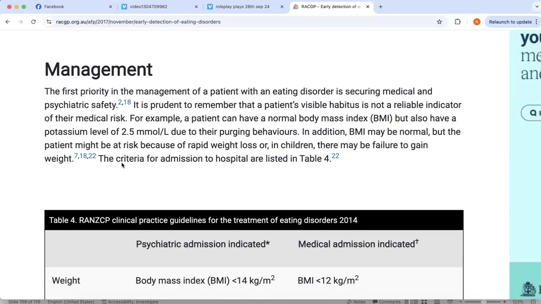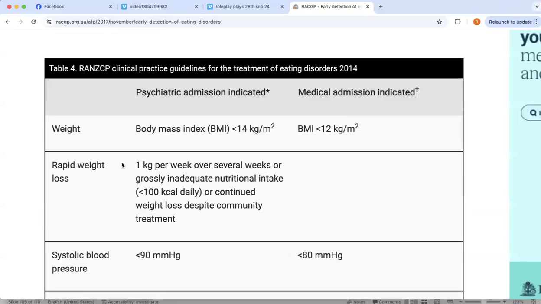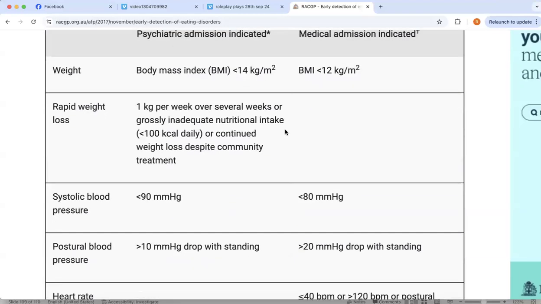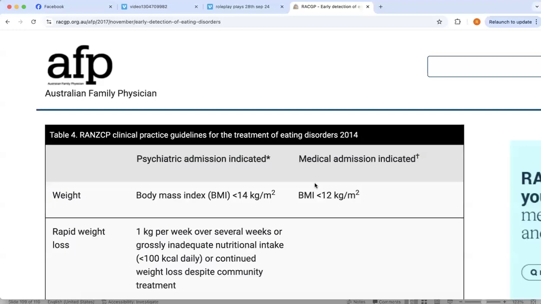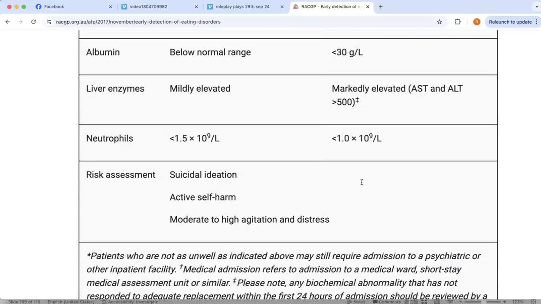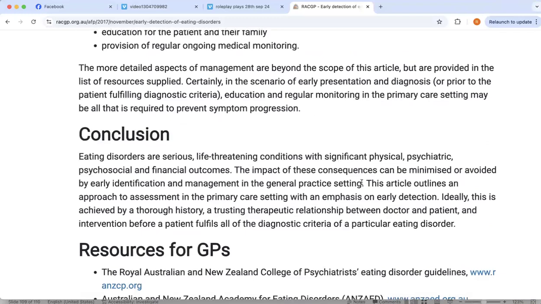Management. The first priority is: is the patient stable enough? And does the patient require admission to the hospital or not? There are some indications for hospitalizing these patients. You can go through these indications in your own time. It doesn't really come in the exam, but you can go through that. Now, the main thing that comes in the exam, I will show you from another guideline.